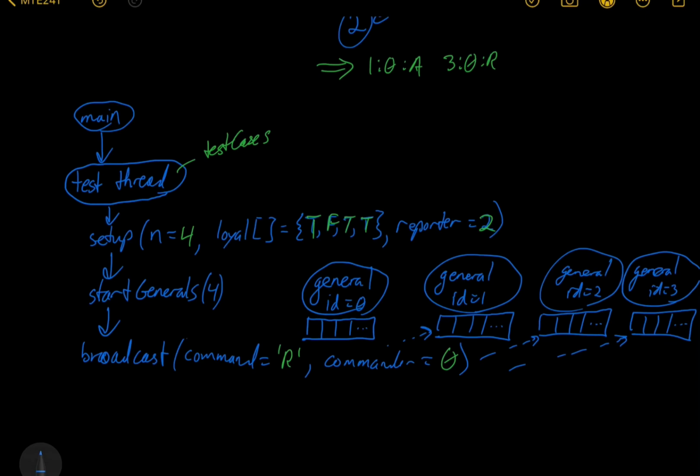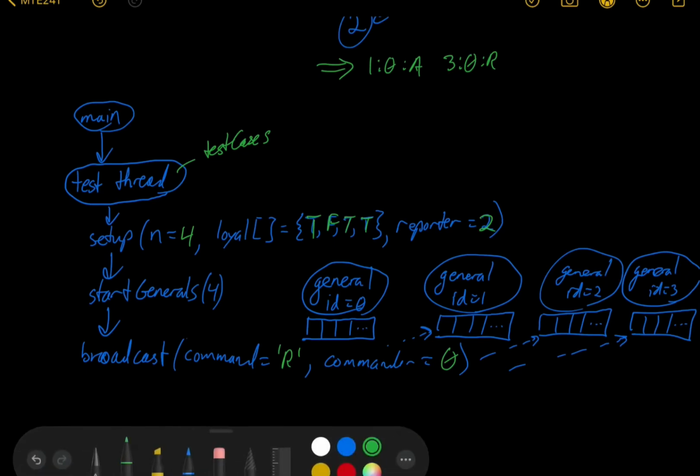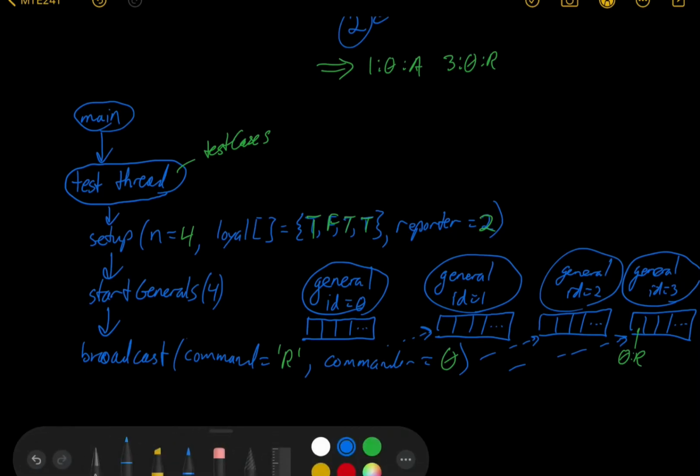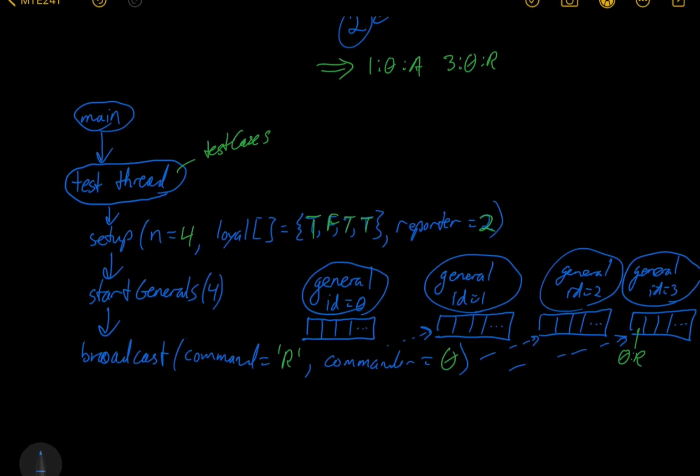Okay, so that command gets sent, and in our example it was 0:R. So that's what's going to be in each of those message queues, waiting for the generals to implement the OM algorithm with. Now, the generals are going to need to implement the OM algorithm. General 2 is the reporter, so it's going to output what it receives in the lowest level of recursion, and then they need to tell broadcast that they're done.